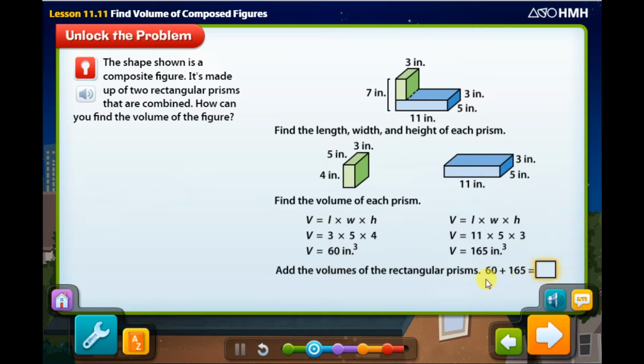Finally, add the volumes of the rectangular prisms. Combine the two volumes together to find the overall volume. So the volume here is 60 cubic inches, plus 165 cubic inches. So the overall volume will be 60 plus 165 equals 225. So the volume of the composite figure is 225 cubic inches.